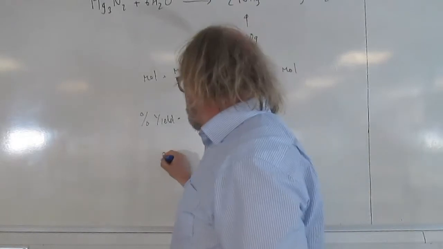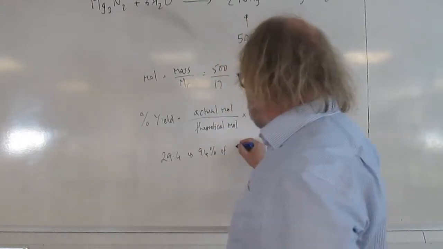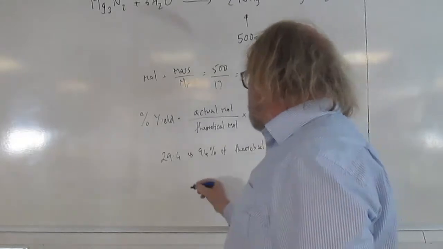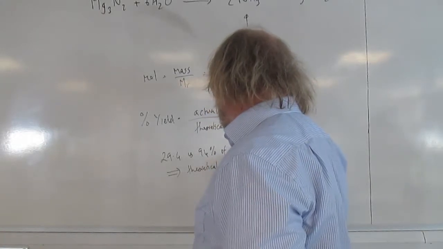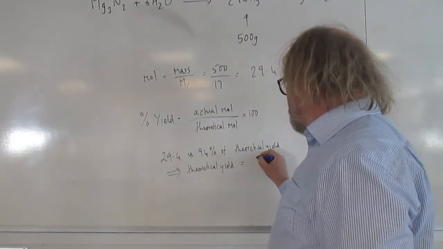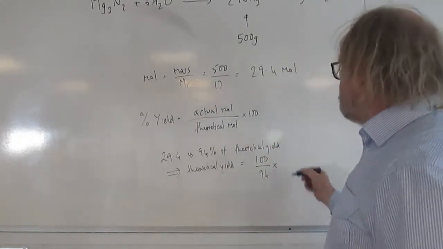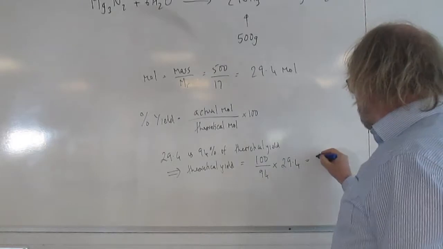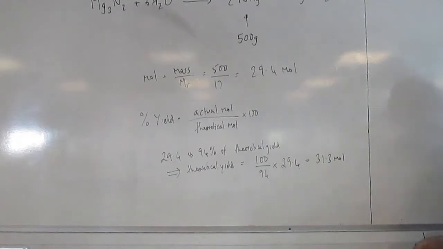So 29.4 is 94% of the theoretical yield, which means that the actual theoretical yield, which would be 100%, we've just got to scale up, so it's 100 over 94 times 29.4, which works out to be 31.3 moles. Okay, so it's important to convince yourself that you could do that step.